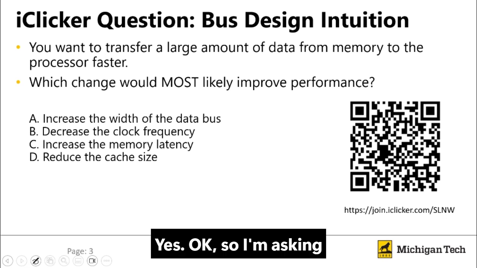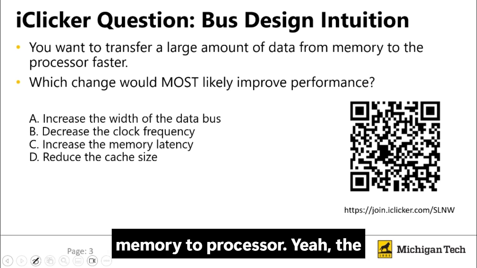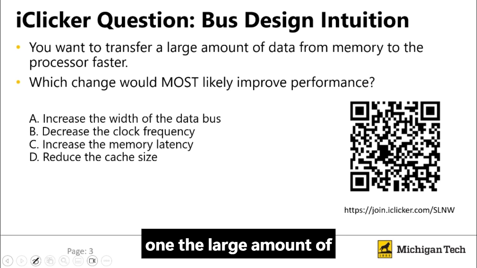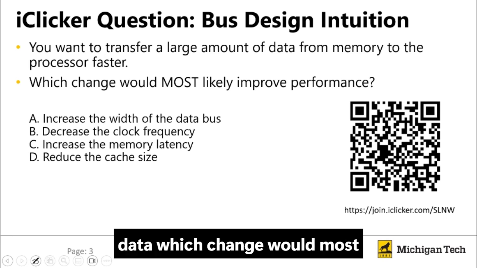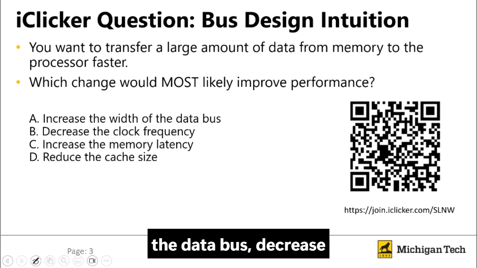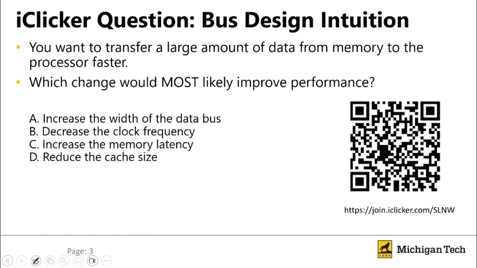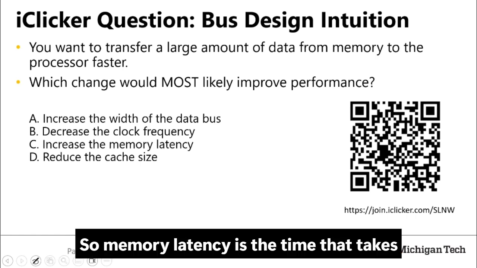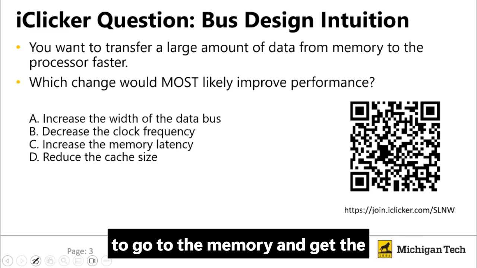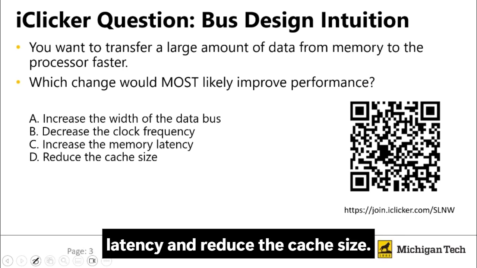Okay, so I'm asking, we want to transfer a large amount of data from memory to processor. We want a large amount of data. Which change would most likely improve performance? A, increase the width of the data bus; B, decrease the clock frequency; C, increase the memory latency. Memory latency is the time it takes to go to the memory and get the first data back. So that's called memory latency. And D, reduce the cache size.